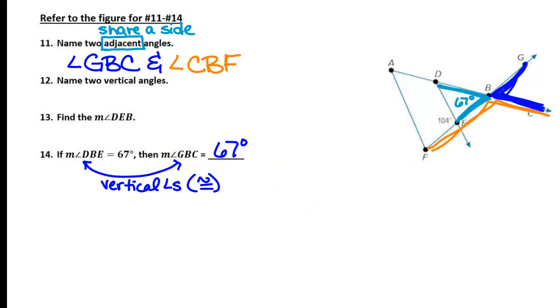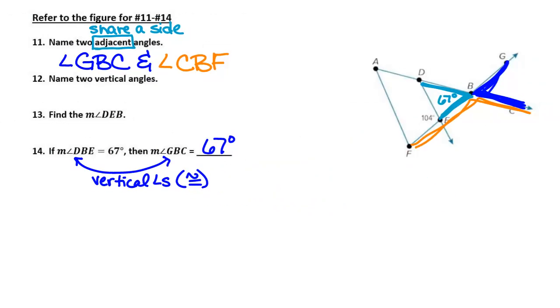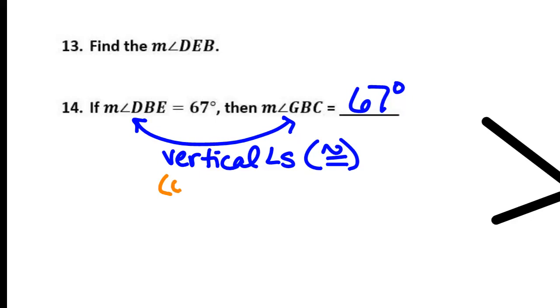They are not adjacent because they don't share a side. They only share a vertex. To be adjacent, they have to share a whole side, so a line segment has to be shared. Vertical angles are when you have an X, like this. They are the opposite angles. So like these two, or these two. So vertical angles are opposite angles.